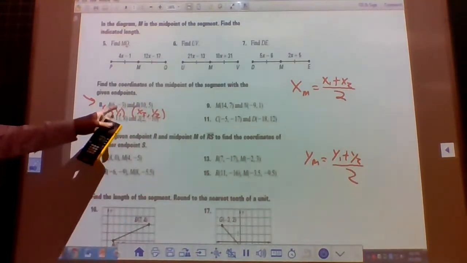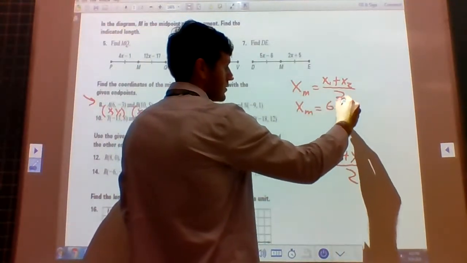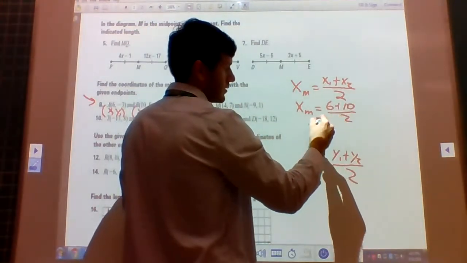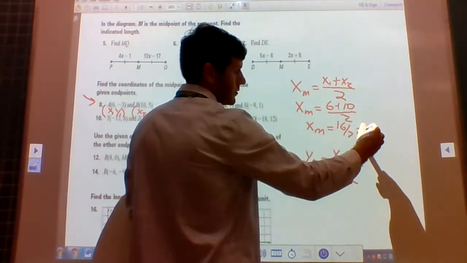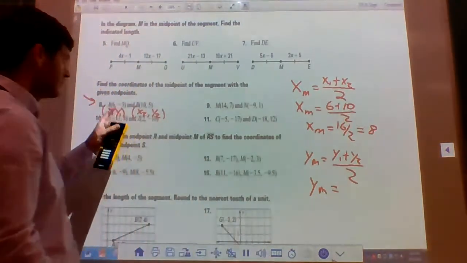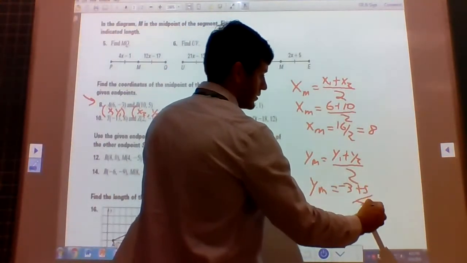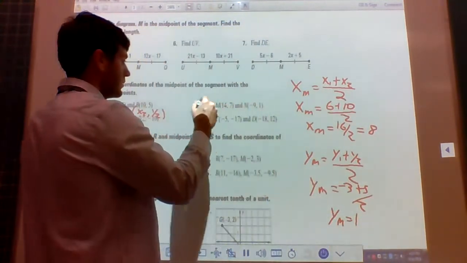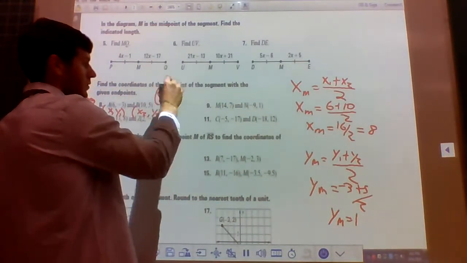So the x values are 6 and 10. So we do xm equals 6 plus 10 divided by 2, which is going to give us 16 divided by 2, which is 8. The 2 y values are -3 and 5, so -3 plus 5 divided by 2, and that's going to give us 2 divided by 2, which is 1. So our midpoint here is going to be 8, comma 1.